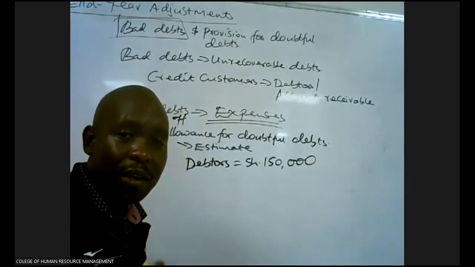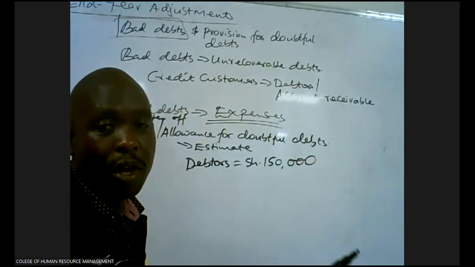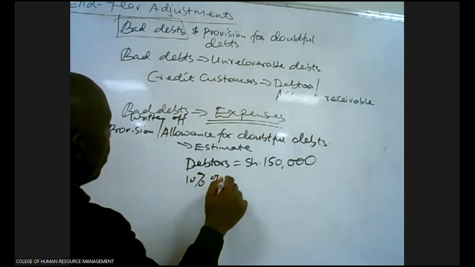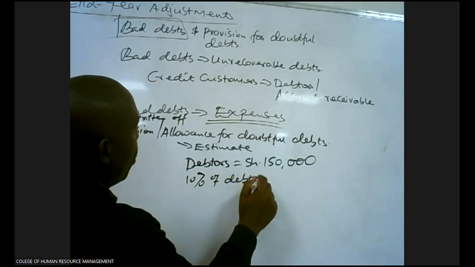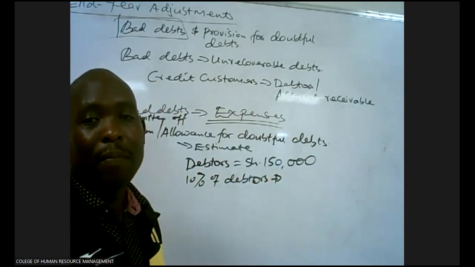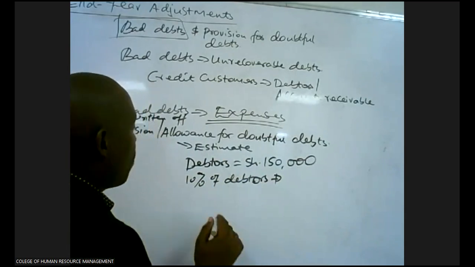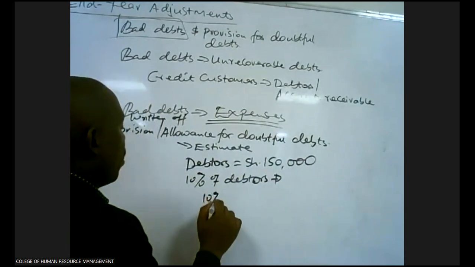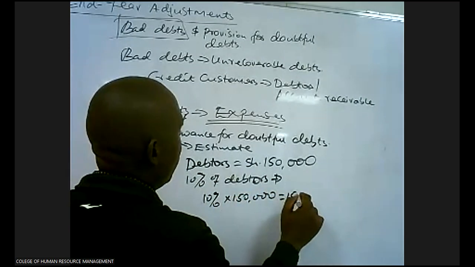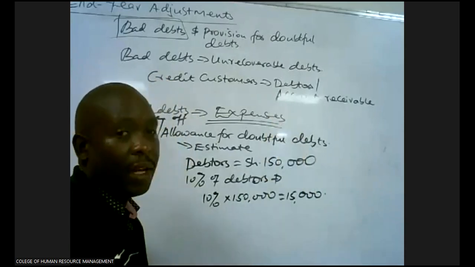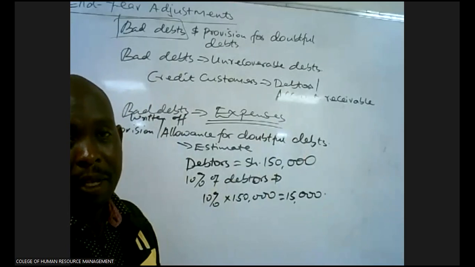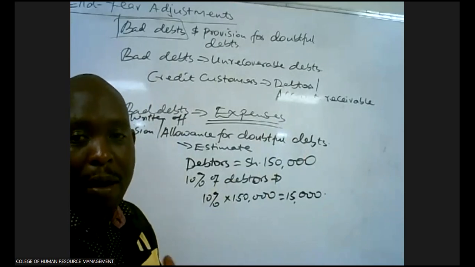So at the start of the year, I made a provision. I made an estimate that 10% of debtors probably they will never pay. 10% of the debtors will never pay. So what do you do? You will do 10% of the debtors 150,000, which is equivalent to what? 15,000. That amount you are doubting. That's why it's known as doubting. You are doubting, but you have not confirmed.